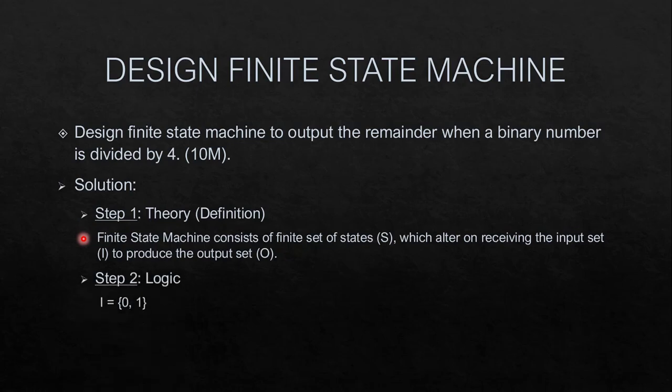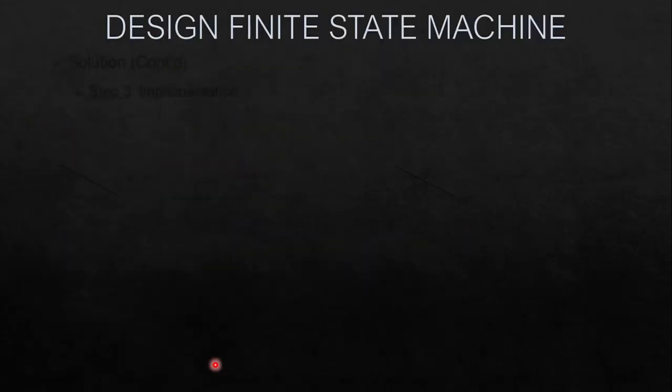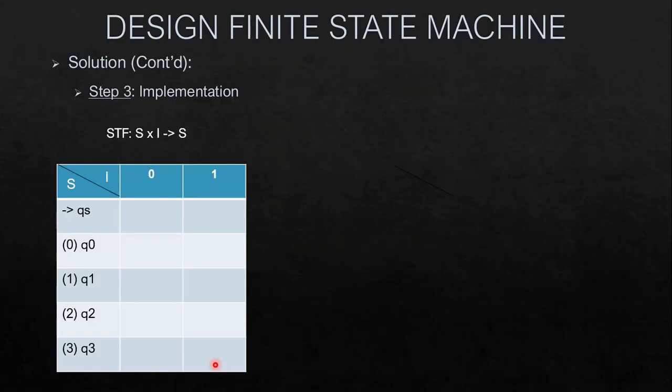In this, I will be 0, 1 as the question says that we have to divide our binary number by 4. Our O will be 00, 01, 10 and 11, representing 0, 1, 2 and 3, that can get generated as remainders when any binary number is divided by 4. And finally, our S will be QS, Q0, Q1, Q2 and Q3. So let's begin the finite state function table and see how this table is generated.